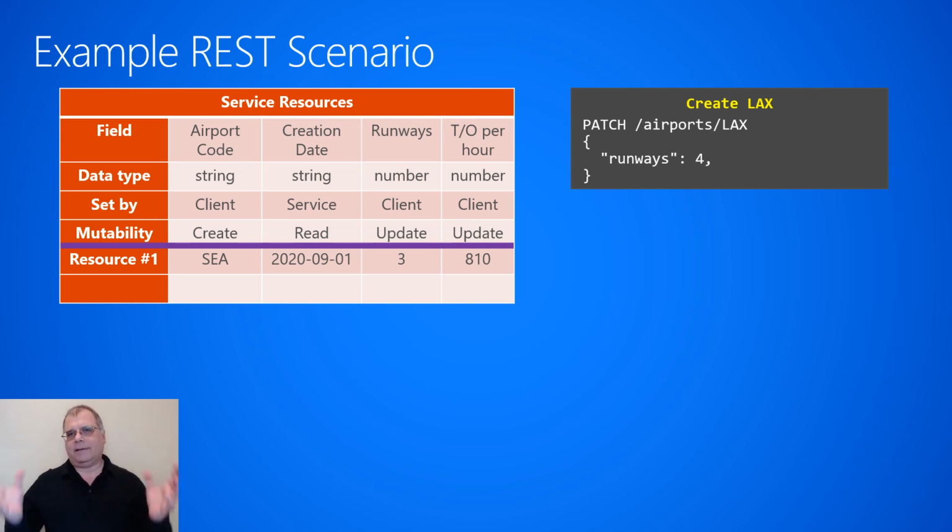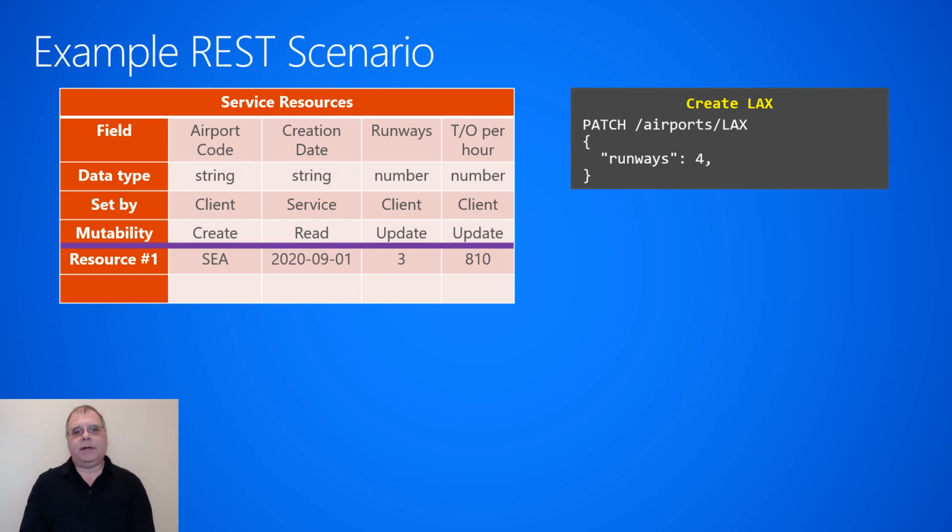So now that you have a sense of this collection that we have up on the service, we're now going to look at the REST APIs to manipulate this collection and the resources within it. The first operation we're going to look at is, let's say we wish to create a new airport resource in this collection for LAX, that's the Los Angeles airport.